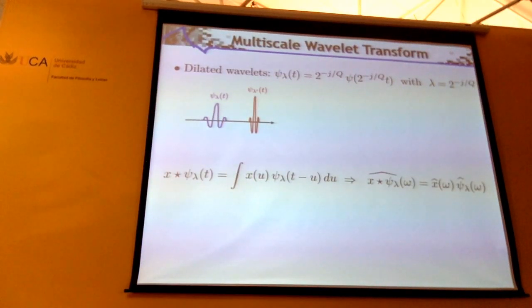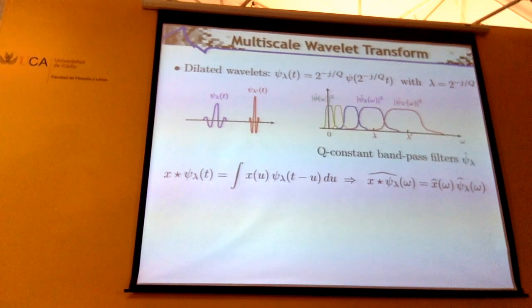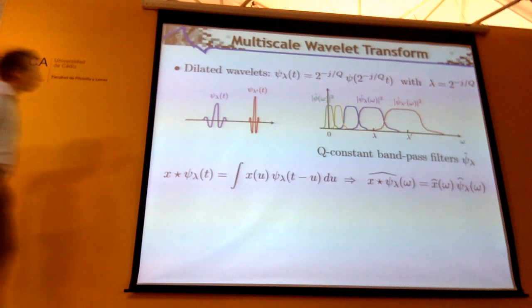Now, if you look at that in the Fourier domain, a convolution is a product. So the Fourier transform of a convolution at the frequency omega is the Fourier transform of x multiplied by the Fourier transform of the filter, of the wavelet. So obviously you would like to know how the wavelets look like. Now, how does the wavelet look like?